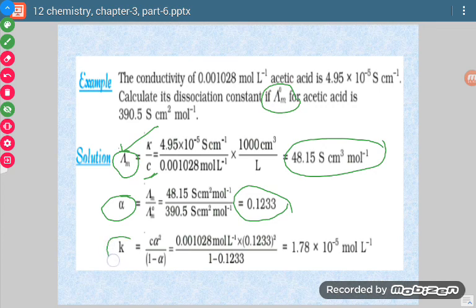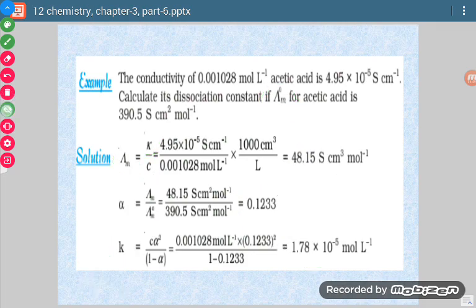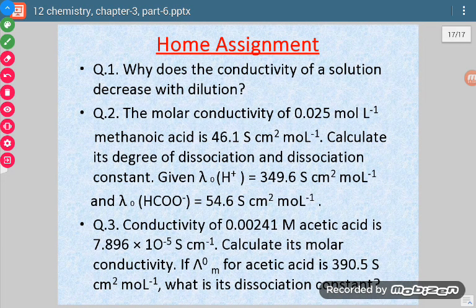Now we will calculate the value of K. K is equal to C alpha square over 1 minus alpha. This is not kappa. This is the equilibrium constant or dissociation constant, K or Kc. Since kappa is also involved here, in order to avoid this confusion we always write Kc. Kc means equilibrium constant or dissociation constant. Now, on the basis of whatever we have discussed, you have to solve these numericals and this theory question. Okay. Thank you.